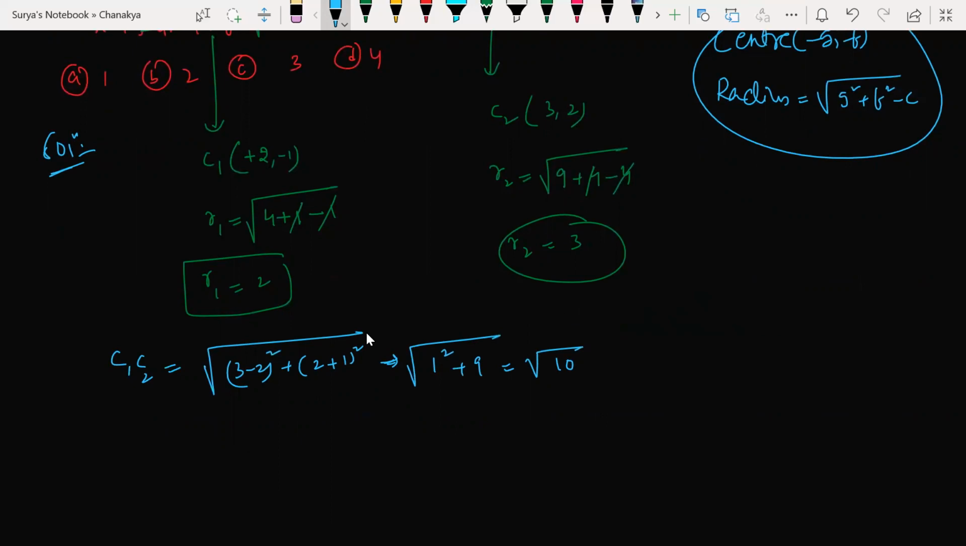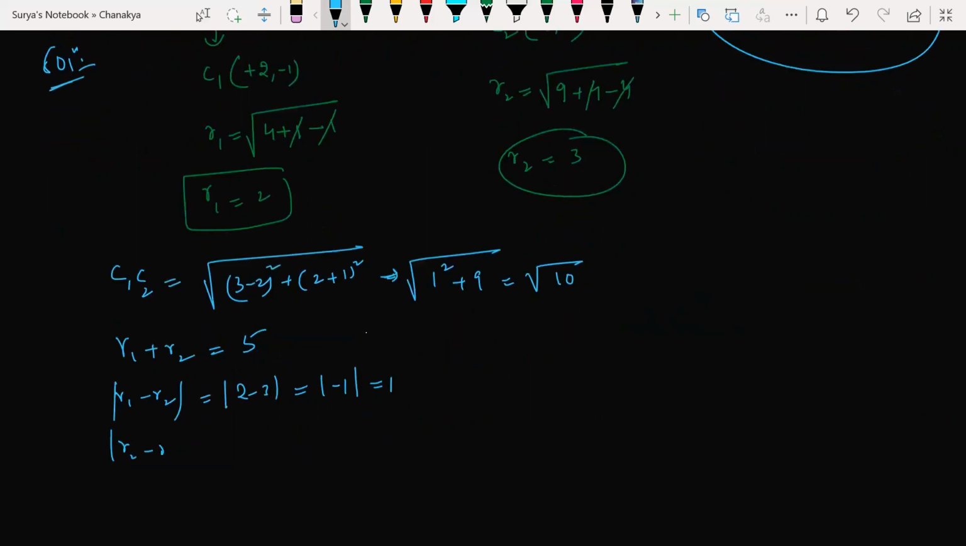I'm getting root 10. So R1 plus R2 is what? 5. Getting my point? R1 minus R2 is what? 2 minus 3, modulus of that gives you 1. Or I'll do R2 minus R1 here. 3 minus 2 also gives you 1 only. So you can do anything here. Why am I taking modulus here? At last you'll get the same answer. Look at this, 1. So let me do R2 minus R1 here. Very simple.